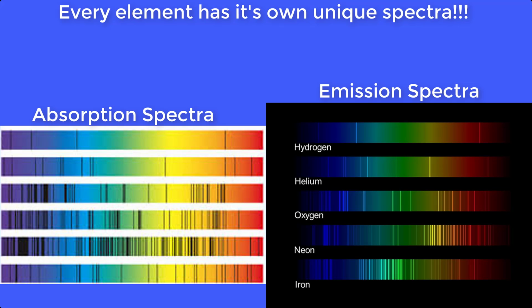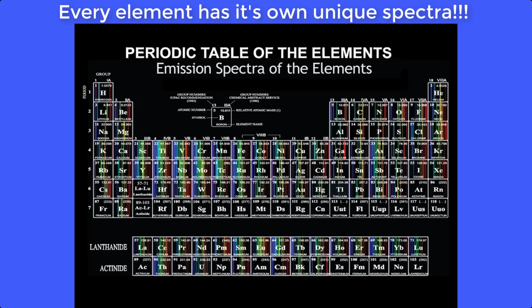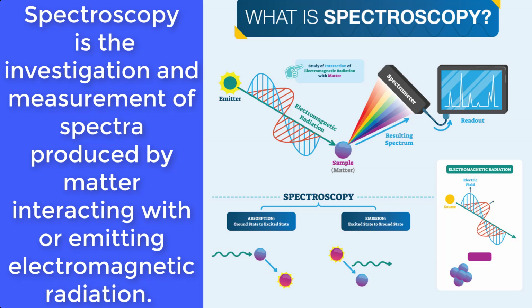More research uncovered that each element on the periodic table would absorb or emit certain colors on the visible light spectrum in a unique order. Every single element had a different pattern. Scientists were amazed and could now tell the chemical composition of celestial bodies all across the universe. And thus, spectroscopy was born.